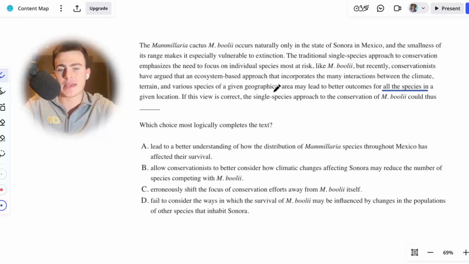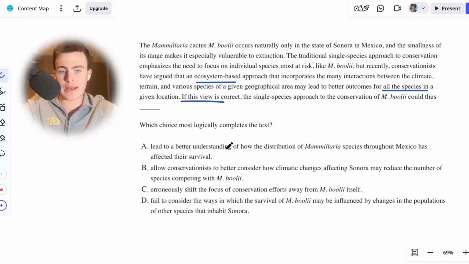So the scientists come in, they say, okay, we should not focus on just this cactus. We should focus on everything outside of it as well. A very broad view. If this view is correct, so that is the multiple ecosystem-based approach, the single species approach could thus blank. So it's probably bad then. These scientists are saying that a broader view is better overall for the cactus, which means that the single species approach might be bad because this new idea is better.